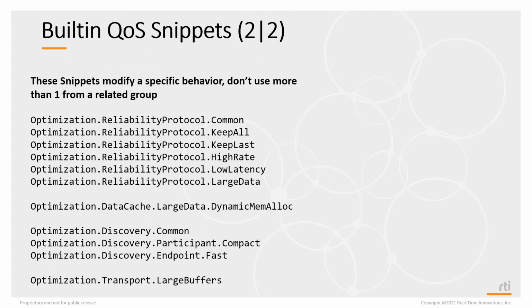We have other optimization. For example, for large data, you might want to configure Connext DDS to dynamically allocate memory for large data instead of statically having very large buffers around. On the other hand, for transports, you may want to configure the transports to have large socket buffers to hold data. And then we have some optimization for discovery. Compact participant means that we will send out smaller discovery packets for the participant. Fast endpoint is to try to increase the speed at which endpoint discovery happens.